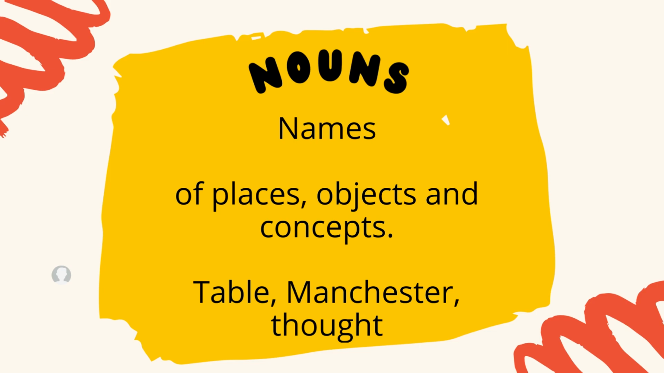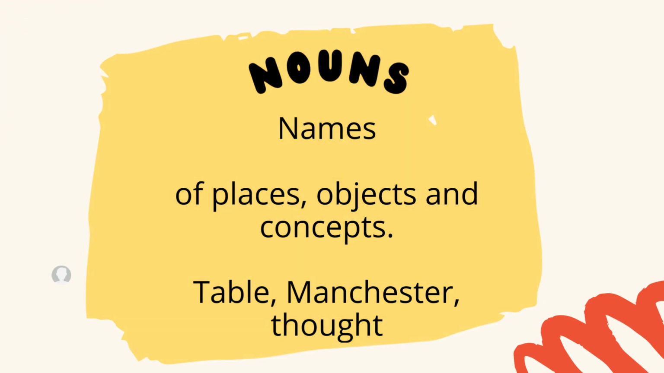So like thought, religion, spirituality, all these things are nouns because it's a name of the thing. But we've also got more local ones like table, chair, places. We've got Manchester. And then if we're being non-specific, that's where pronouns come from. So he, she, they. It's just a way of referring to a person, place, or thing.